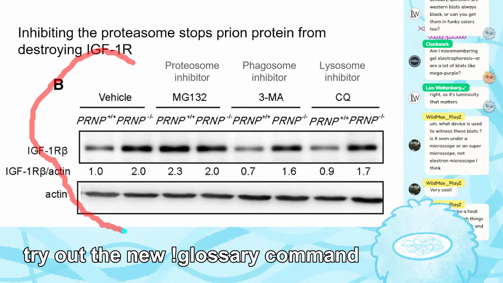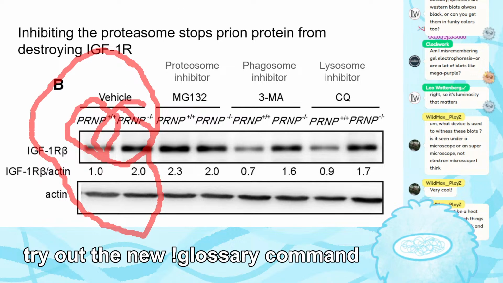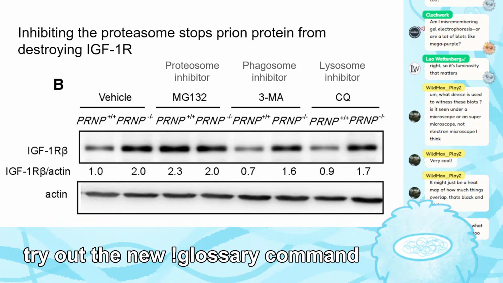So here we have the vehicle control. These are regular old cells, regular old cancer cells, and they either have the prion gene or they don't have the prion gene. And you can see that when they don't have the prion gene, you have roughly double the amount of growth factor receptor, right? So that's what they show here.